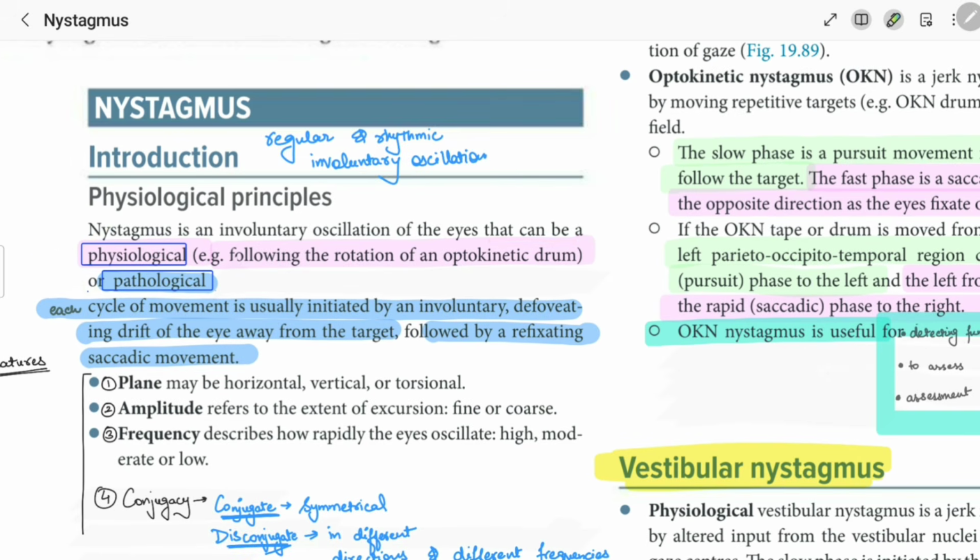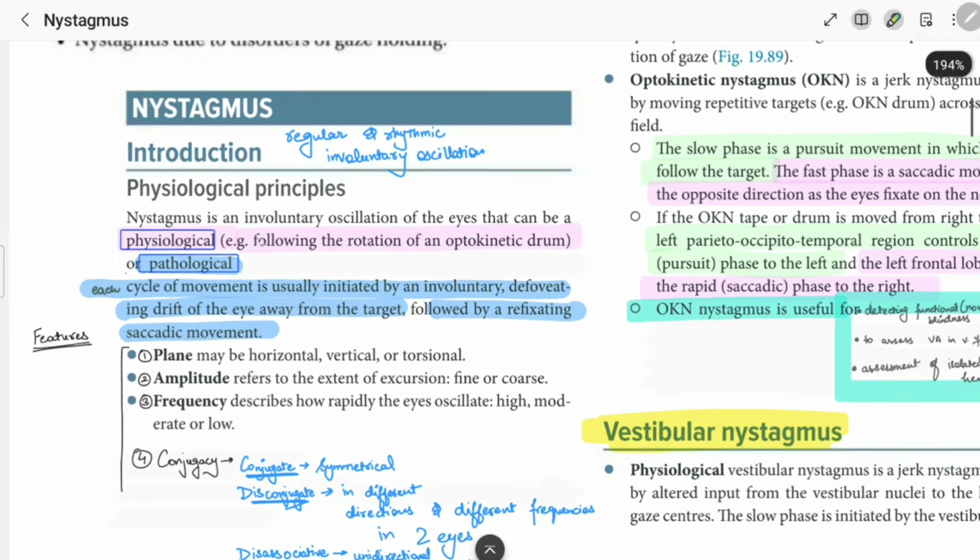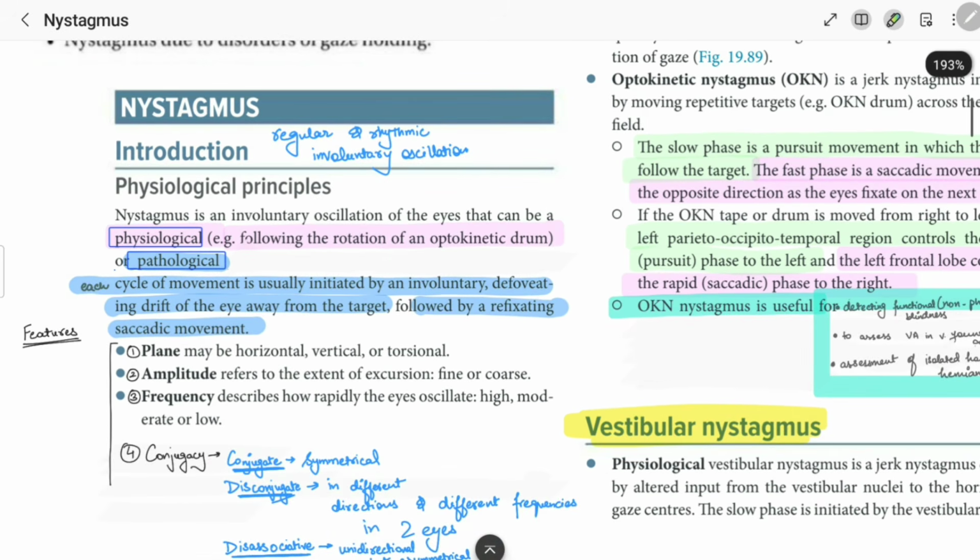So basically physiological means it can be normal also, for example following the rotation of an optokinetic drum which is used to elicit nystagmus, and that is a normal kind of nystagmus, and it can be pathological also.